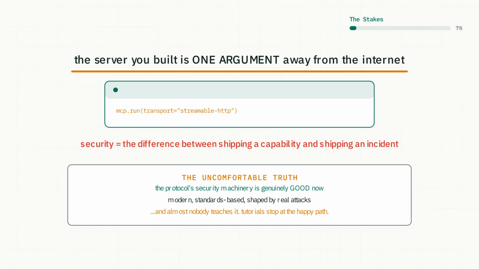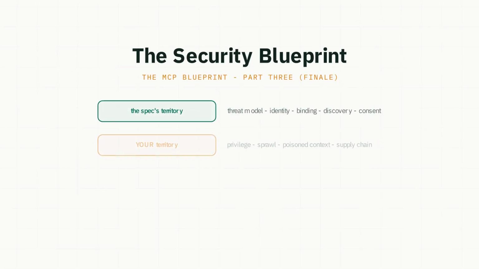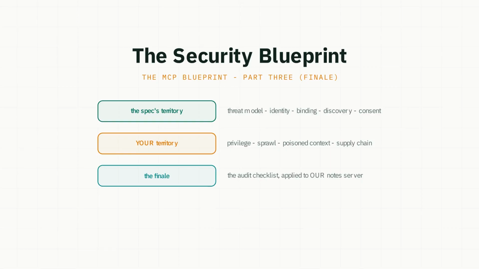This is part 3 of the MCP Blueprint, the security architecture taught properly, finished with the audit checklist for the exact server you built. The plan, first the threat model, what actually goes wrong in 4 surfaces, then identity done right, who issues tokens, who validates them, and the hard rules the current specification enforces, token binding and the attack it kills, discovery, and an impersonation trap with a beautiful ending.